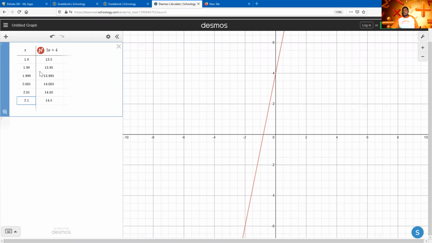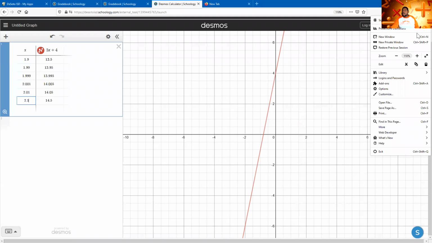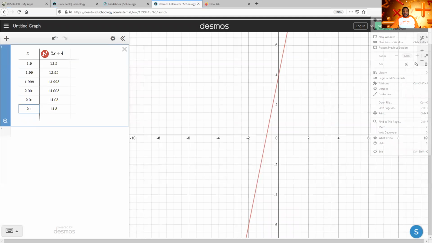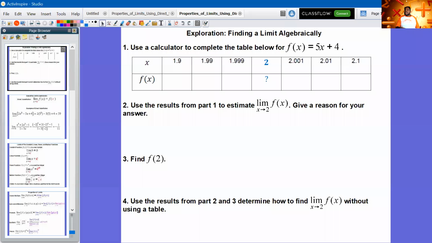And what I want you to see here is we have a table of values. So we're going to find the limit of 5x plus 4 as x approaches 2. And I'm going to zoom in here so you're able to see a little bit closer. So those are the values that we're investigating around x equals 2. So what I'm going to do is now flip back to my exploration screen here, and I'm going to start filling in the table.